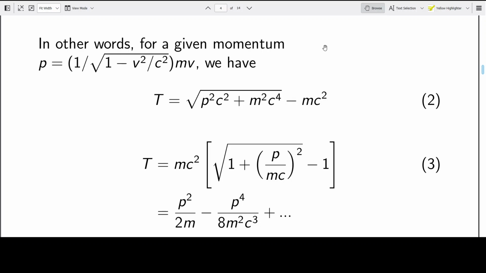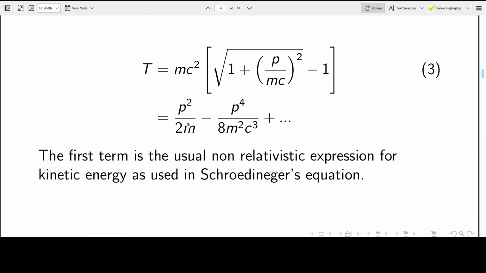For a given momentum p, the total energy is square root of p squared c squared plus m squared c to the power 4. Hence, T is square root of p squared c squared plus m squared c to the power 4 minus mc squared. T is equal to mc squared times square root of 1 plus (p over mc) squared minus 1. We can expand the square root in a power series, and we keep the second term. The first term is the usual non-relativistic expression for the kinetic energy as used in the Schrodinger equation. The second one is taken as a perturbation due to special relativity.